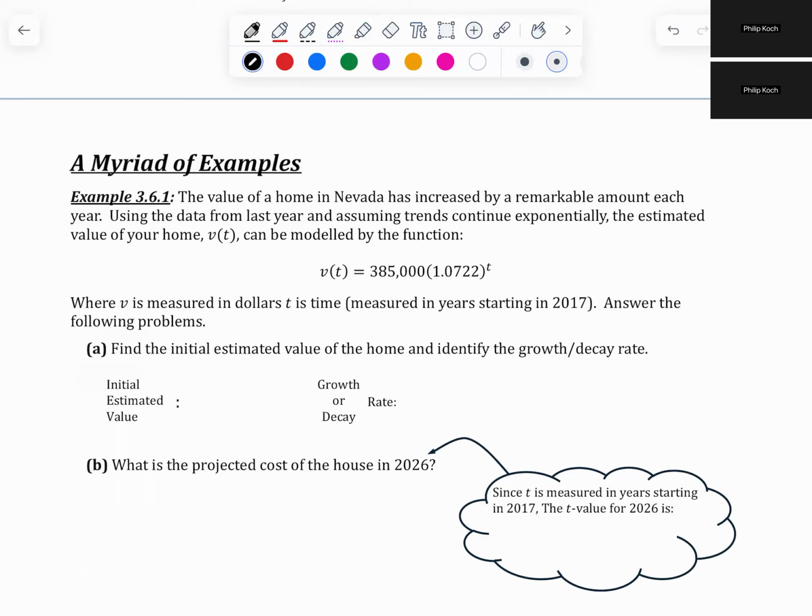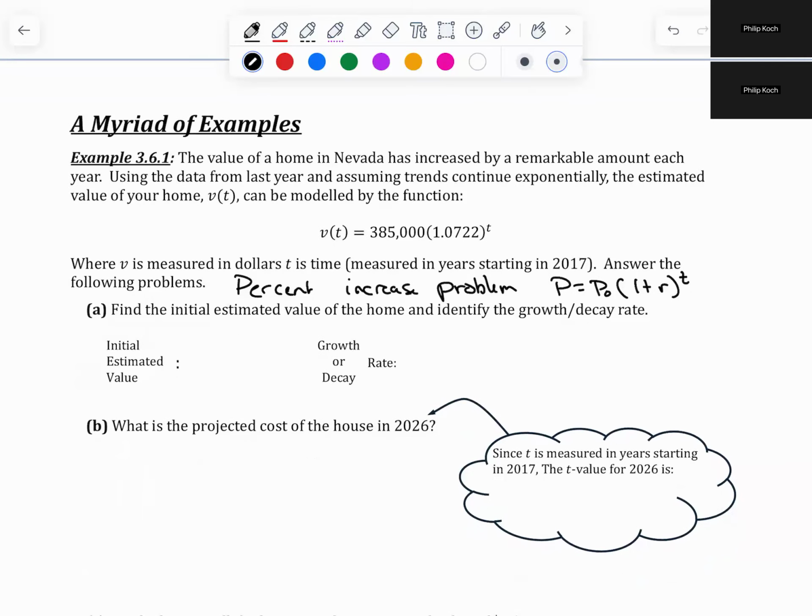Answer the following problems. The initial estimated value, that's the initial amount. So this is a percent increase problem. It's P equals P sub 0 times (1 plus r) raised to the t. So the initial estimated value is P naught, which equals $385,000.